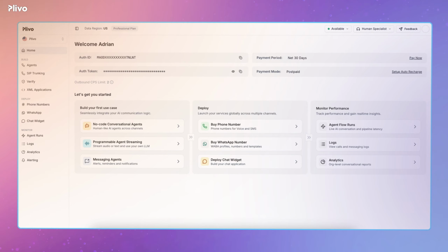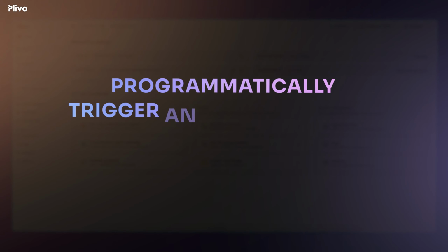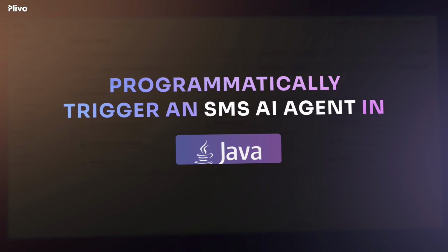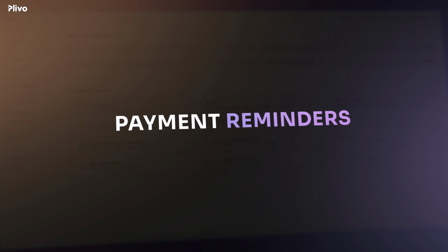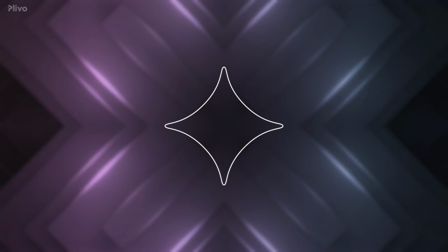Hey everyone, in this video, we're going to see how you can programmatically trigger an SMS AI agent using Java. By the end of this video, you'll have an SMS AI agent for payment reminders that your Java application can trigger over HTTP using Plivo.